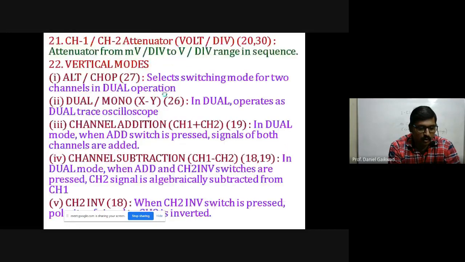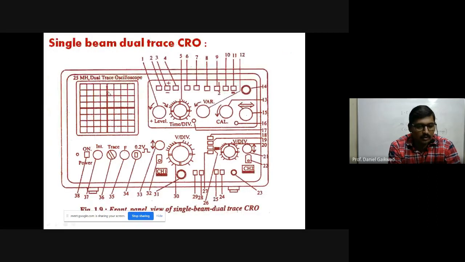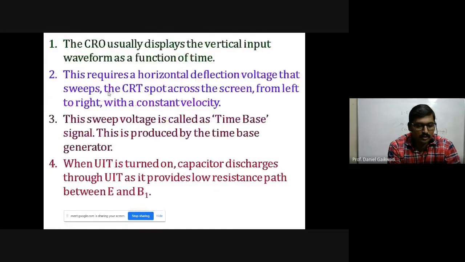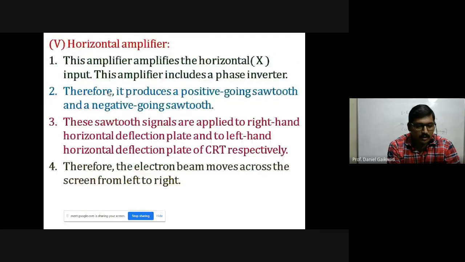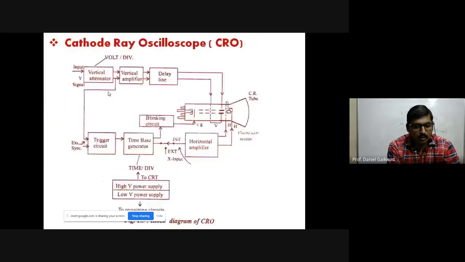Before that, go through the working of CRO. We have a number of blocks of CRO. Just go through the lecture, try to understand the concept, and write down your own notes using the textbook as well as your presentation.